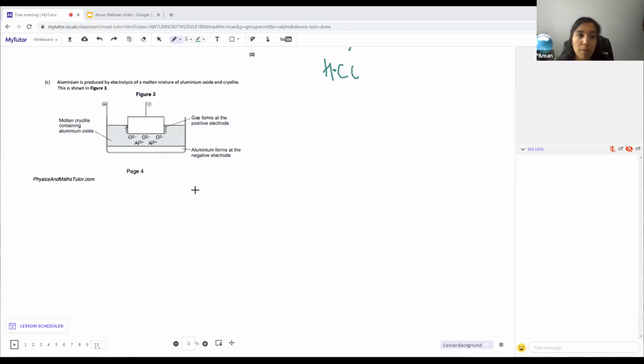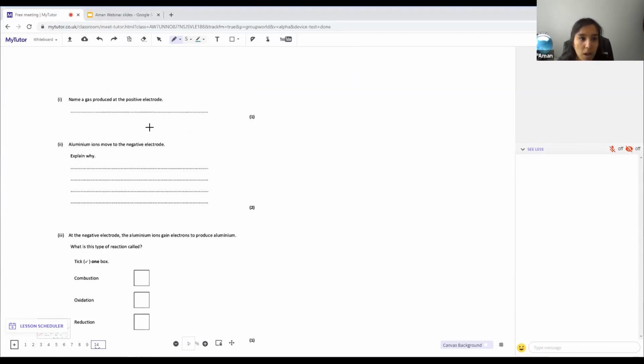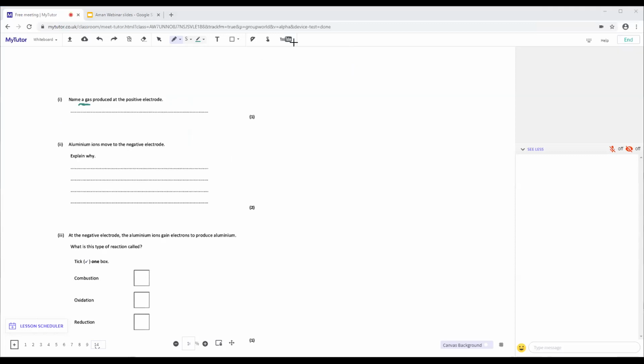Okay, so aluminium is produced by electrolysis of a molten mixture of aluminium oxide and cryolite, which we've covered. And so here's kind of a figure of what's going on. Name a gas produced at the positive electrode. And the key wording here is a gas, which means that there are 2 options. So which gas is produced at the positive electrode? So aluminium oxide, remember it's molten. There's 2 gases produced, but you can give either or.